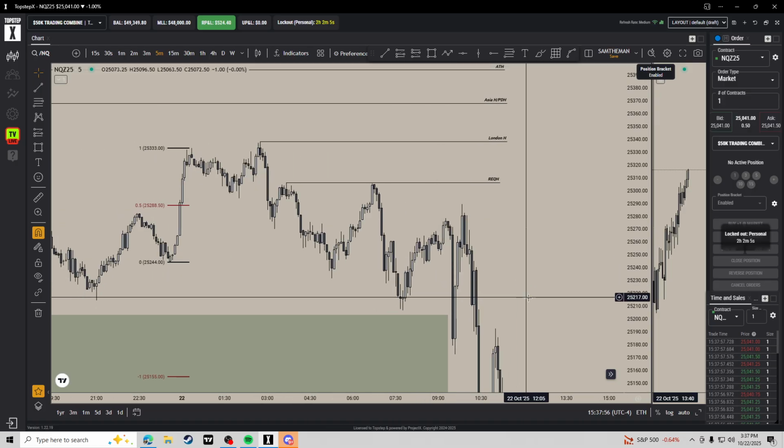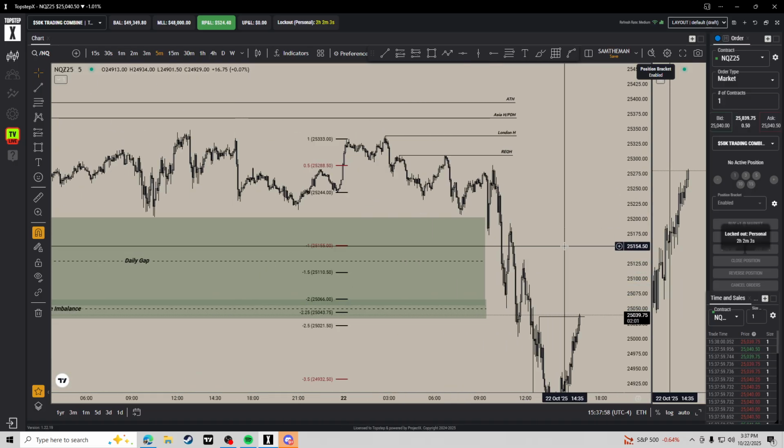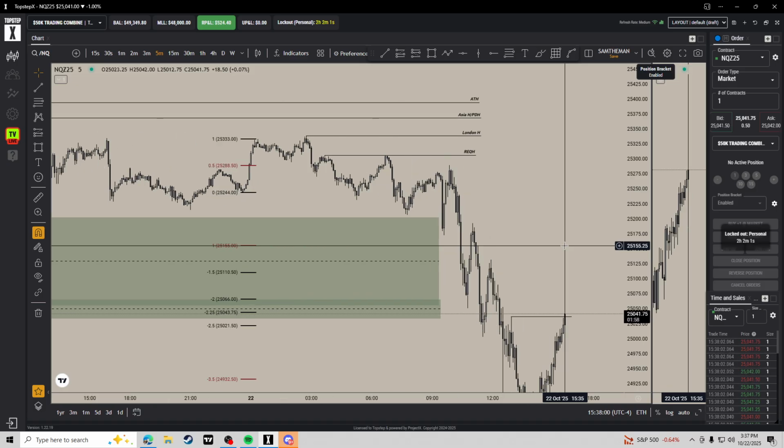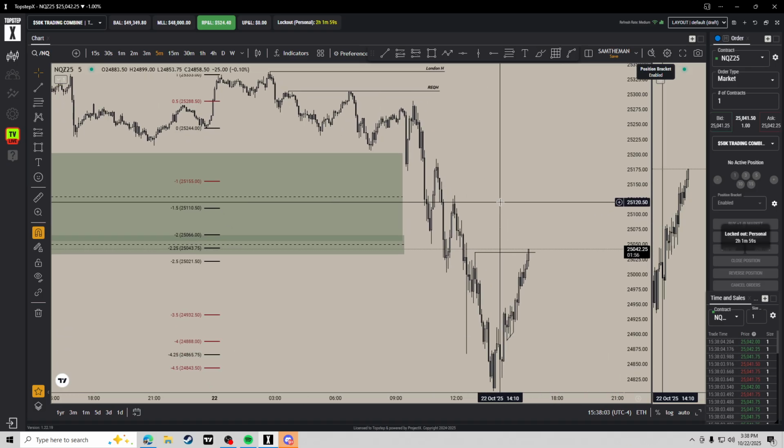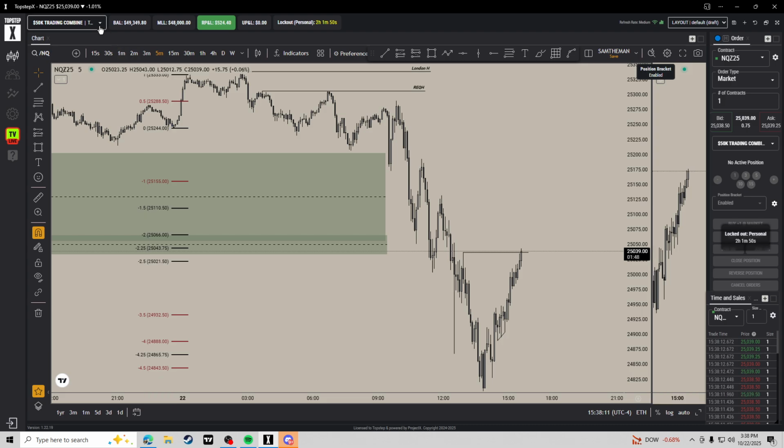But yeah, that was pretty much it, the bias was correct for today. I ended up learning from a mistake. I ended up making my money back. I took a couple good practice trades as well.